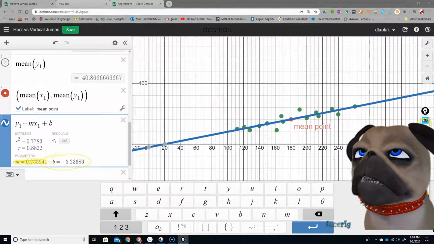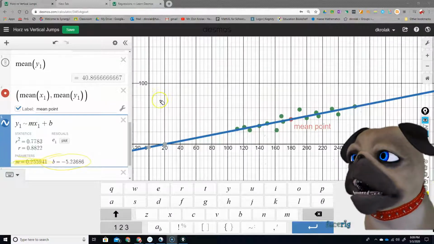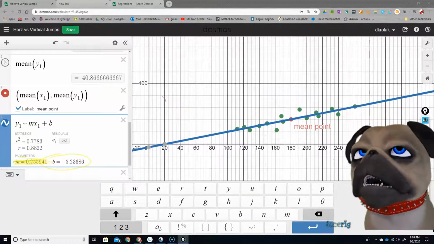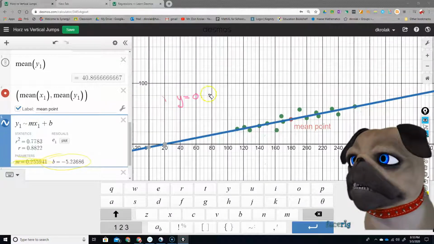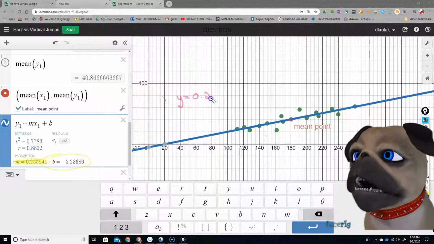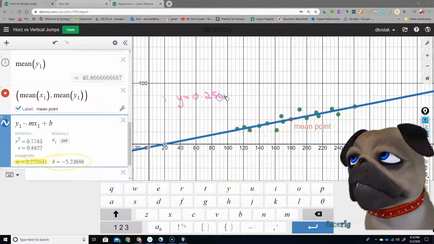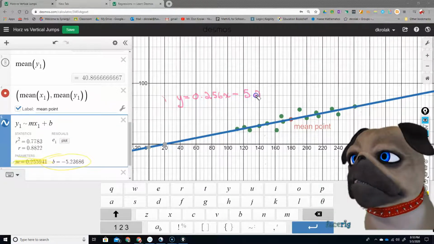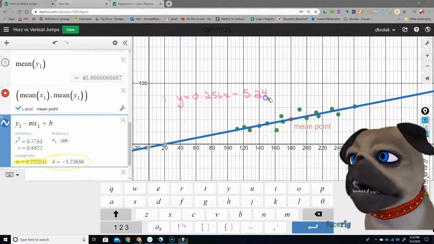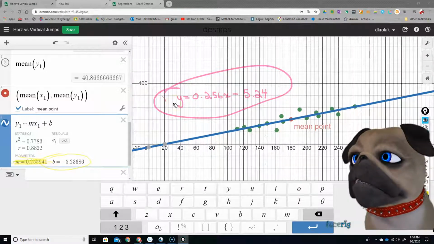So if we needed to write an equation for this, our equation would be y equals, let's say we were going to 3 significant figures, 0.256x minus 5.24, and that would be our line of best fit.